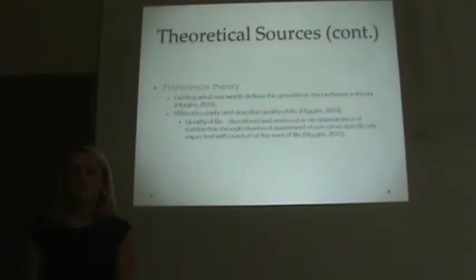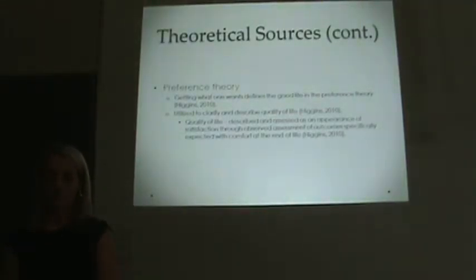The preference theory was also used. The preference theory was used to describe getting what one wants as the good life. It was utilized to clarify and describe quality of life. Quality of life was described and assessed as an appearance of satisfaction through observed assessment of outcomes specifically expected with comfort at the end of life.